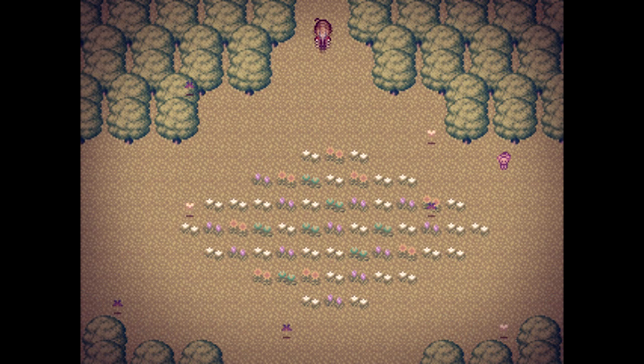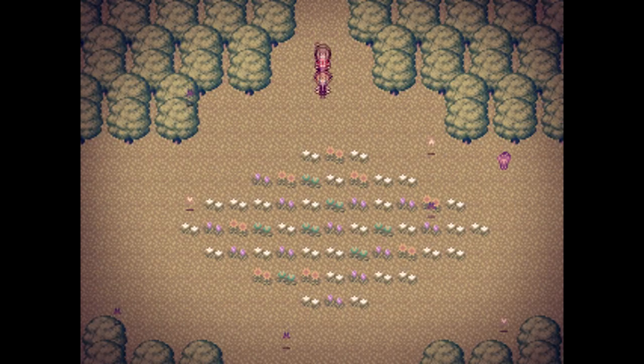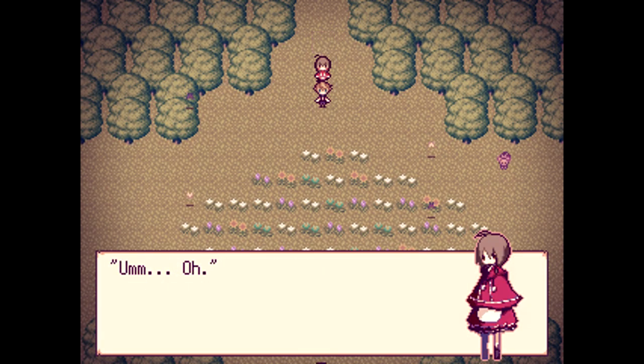Guess I can go ahead and give it a save. Is that the Tetris cat again? Well, we're outside, but now what?